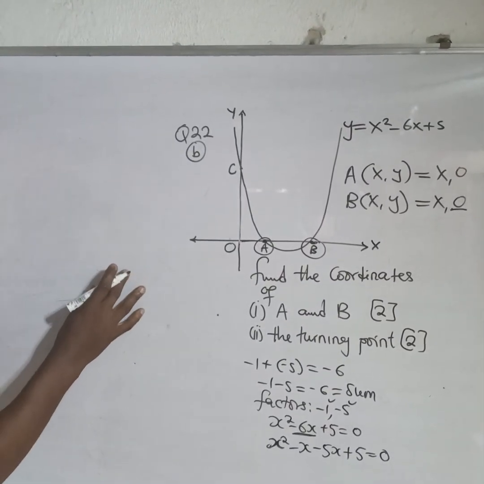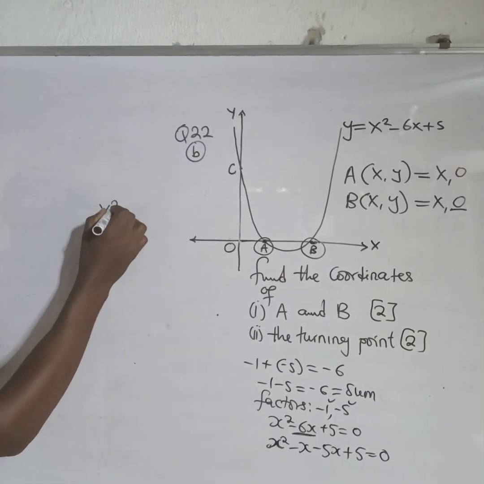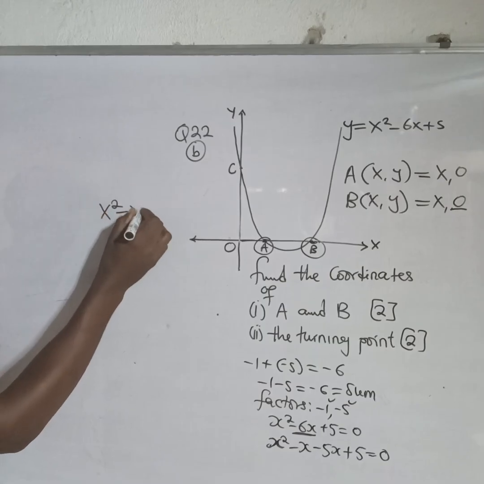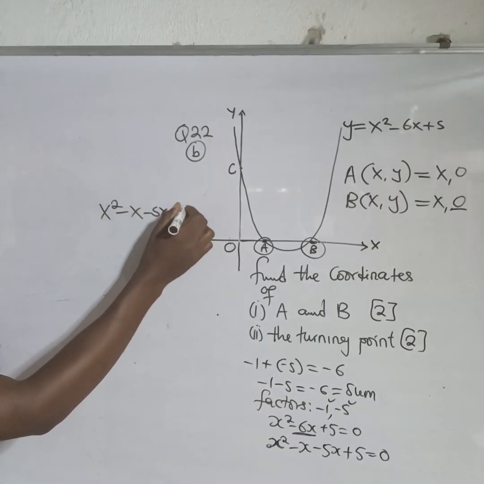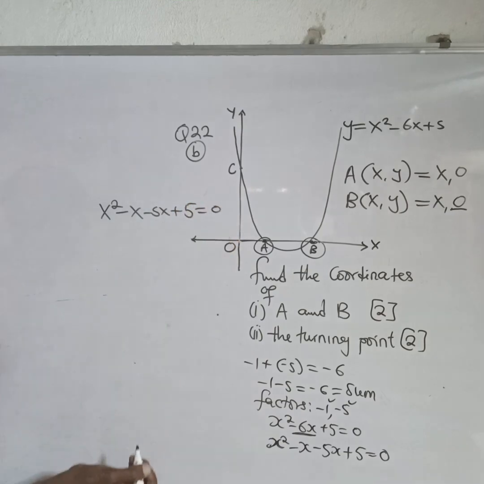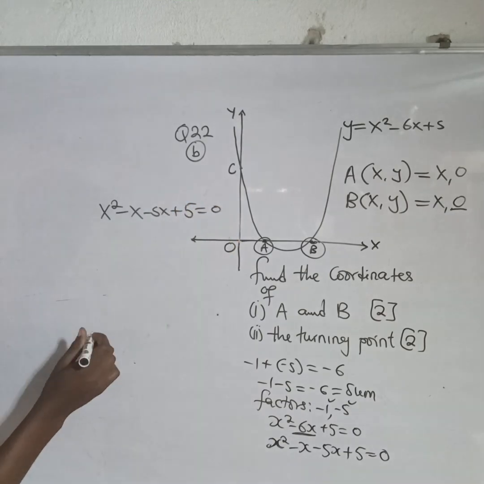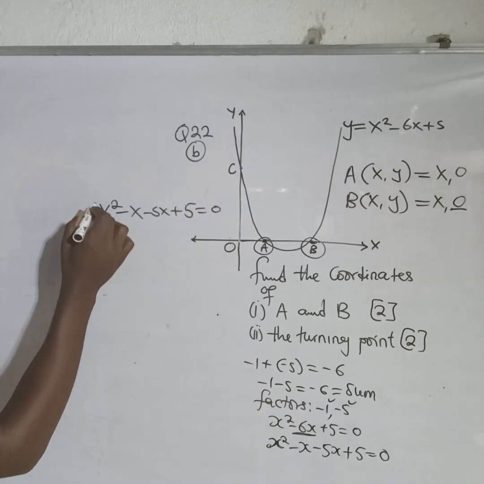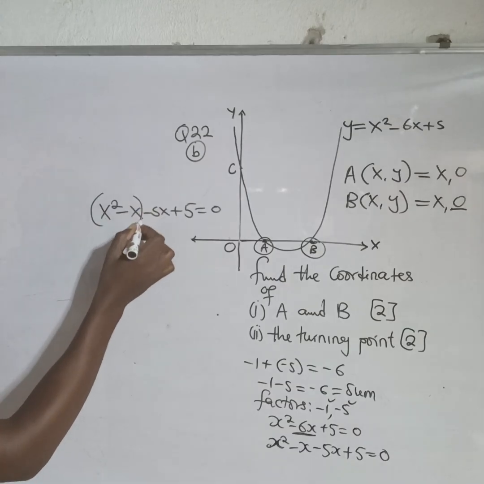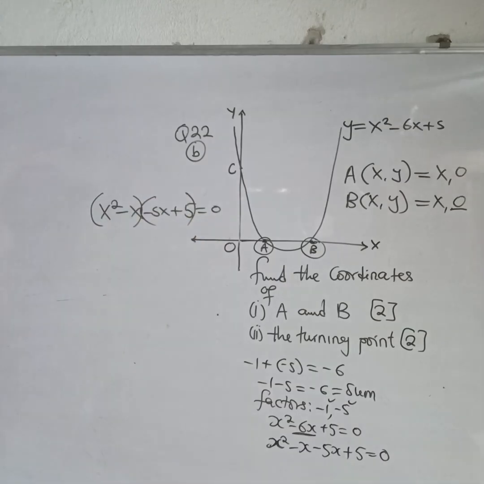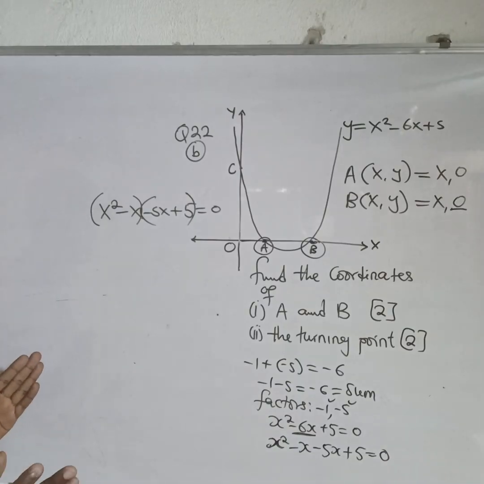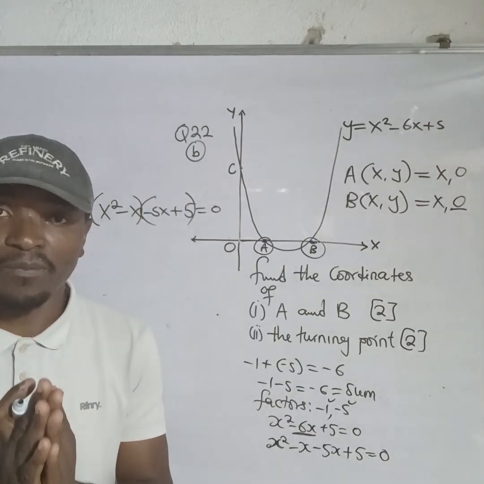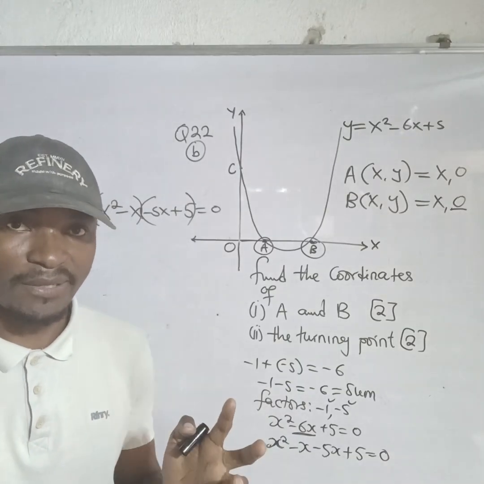So now from there, x squared minus x minus 5x plus 5 is equal to 0. Then we can put them in brackets, this and this. So what you're going to do now is factorize them. This is the point where we need to factorize.